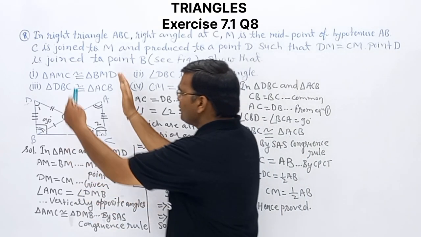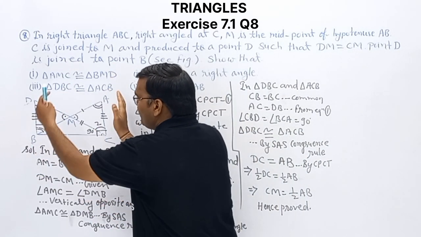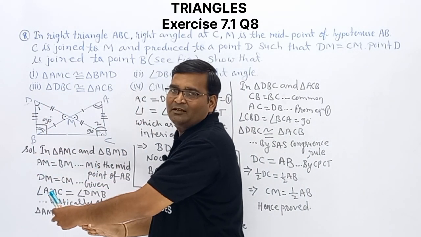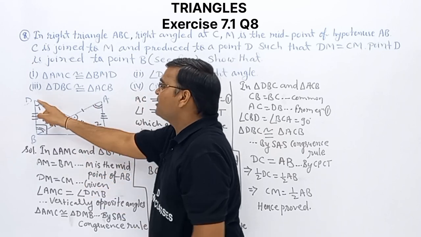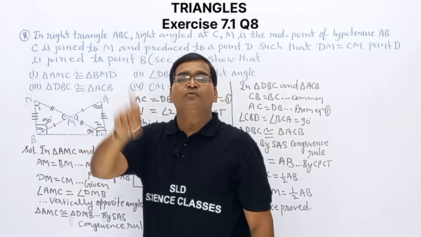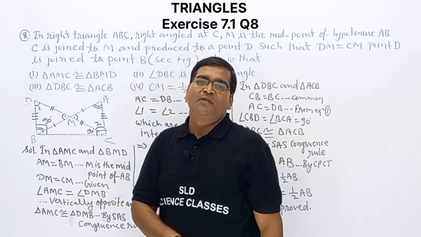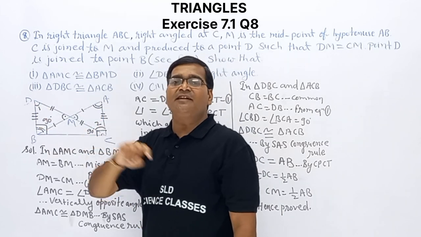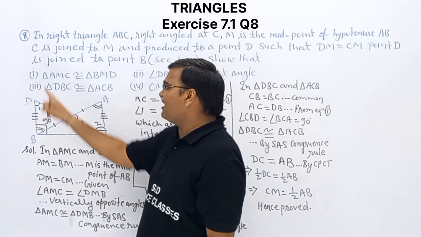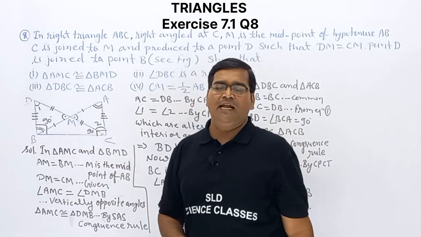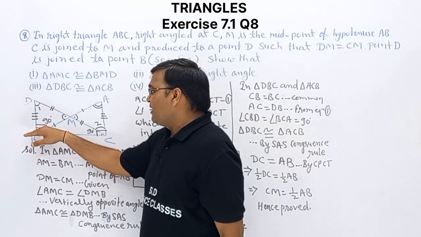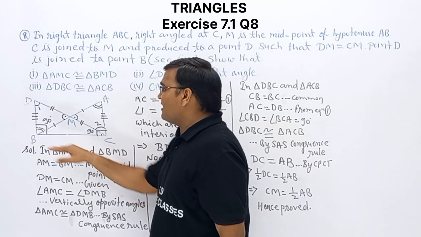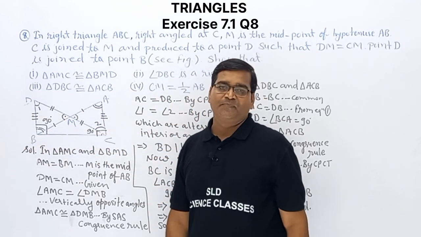Then, for these two lines we proved they are parallel. Why? Because this angle equals this one from the congruence rule. By CPCT we proved this angle equals this one, and they are alternate interior angles, and automatically we can say these are parallel lines. Then we take these two parallel lines and I am taking this transversal.